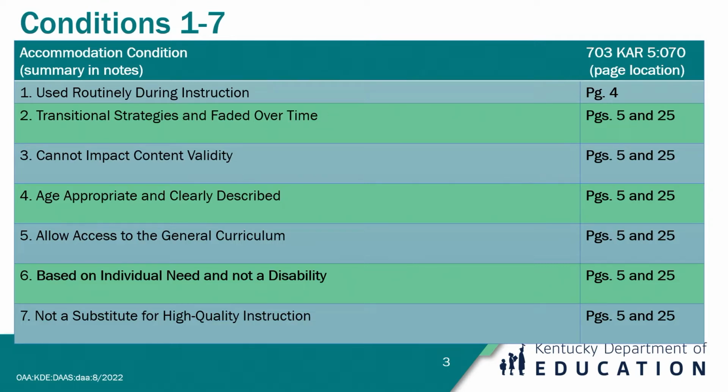Number 5, they must allow access to the general curriculum. Number 6, an important one, they must be based on individual need and not on a disability type. So you can't just say that every kid with dyslexia gets accommodations X, Y, and Z. It must be based on that individual student's needs. And 7, they should not be a substitute for high quality instruction.